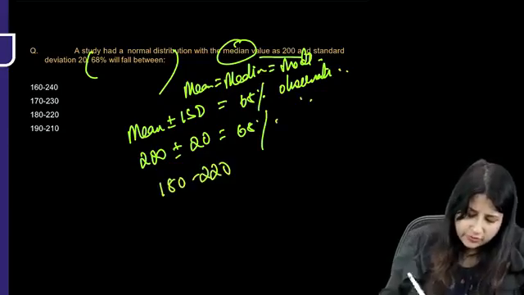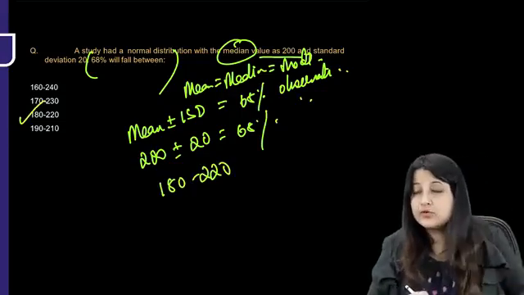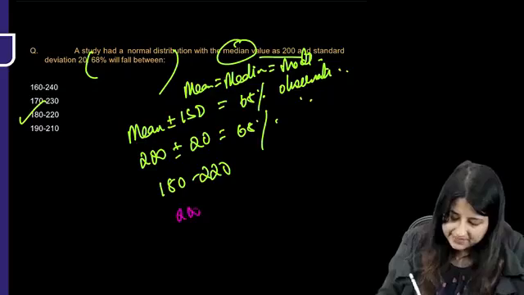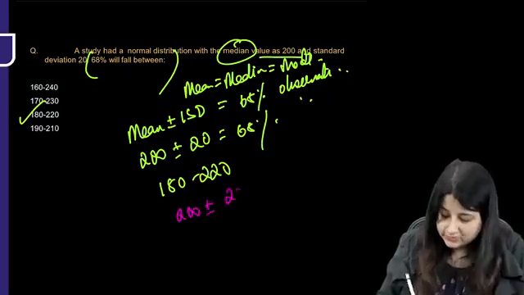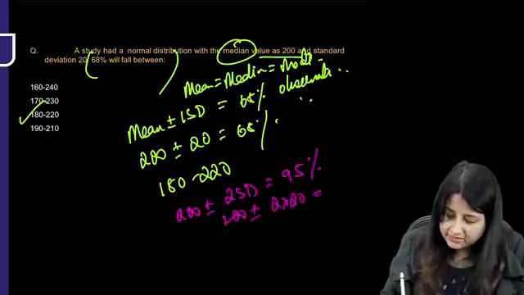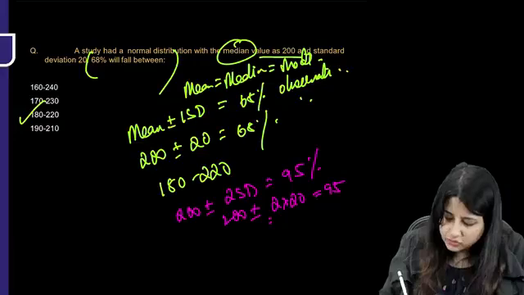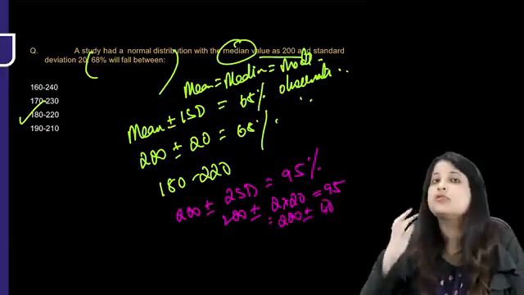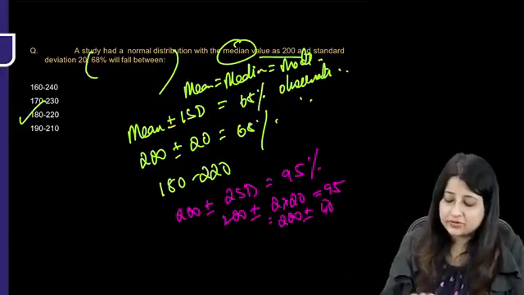So this becomes how much? 180 to 220. Right? If I asked you 95%, you will just do 200 plus minus 2 SD. 2 SD covers 95%. So that is 200 plus minus 2 into 20, so that is 200 plus minus 40. So your answer would have been 160 to 240. Okay, this is the application.